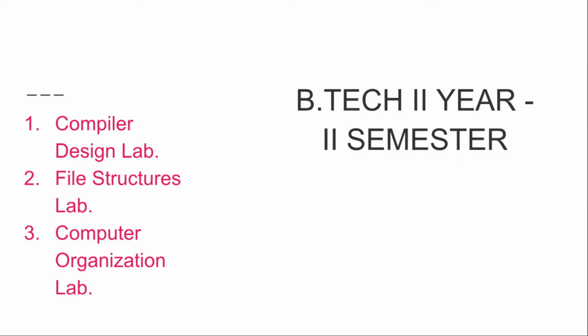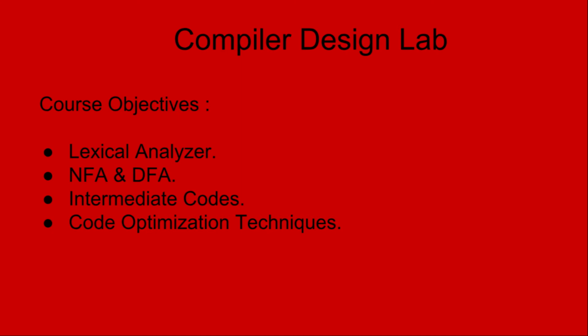There are also three labs in second year second semester. Those are Compiler Design Lab, File Structures Lab, and Computer Organization Lab. The main course outcomes of this Compiler Design Lab is to design a lexical analyzer for given language using C and Lex tools, designing and converting BNF rules into YACC form, various parsers, generate machine code from the intermediate code forms, and implementing the symbol table.